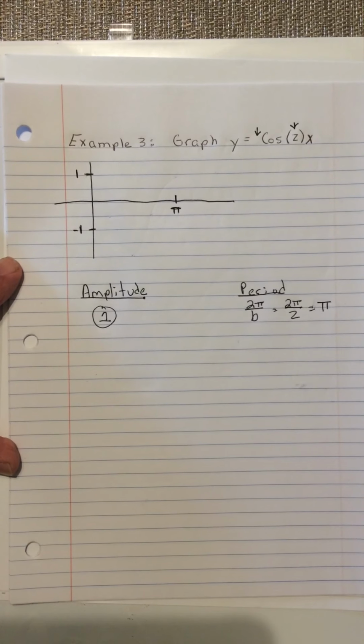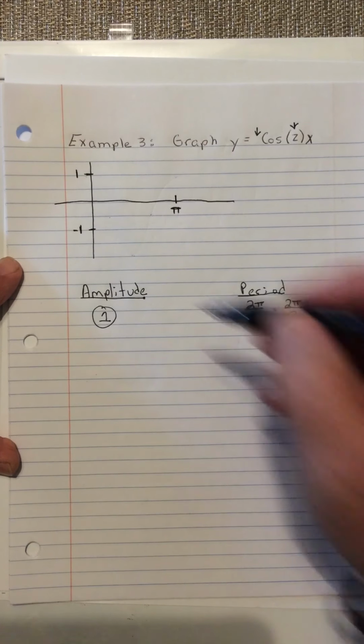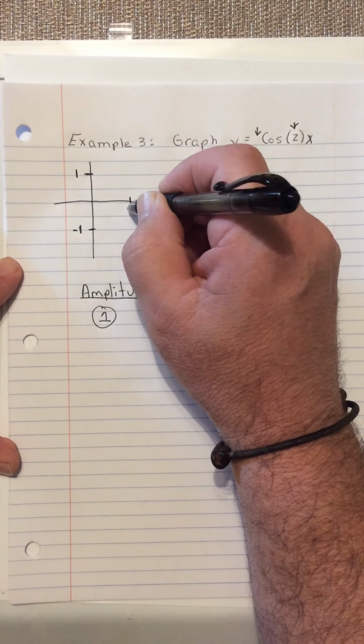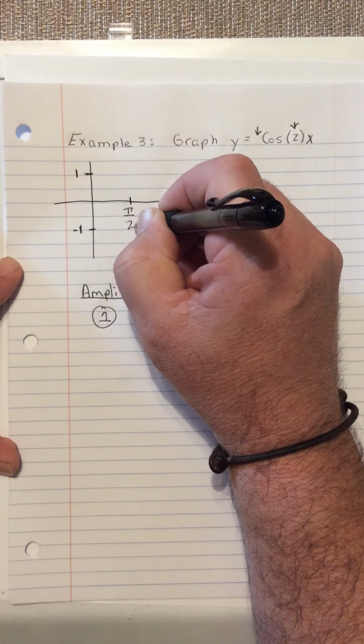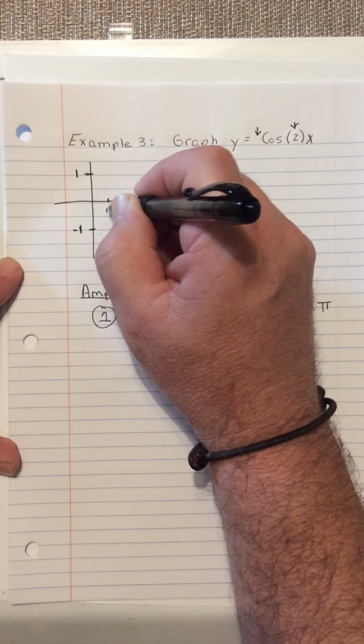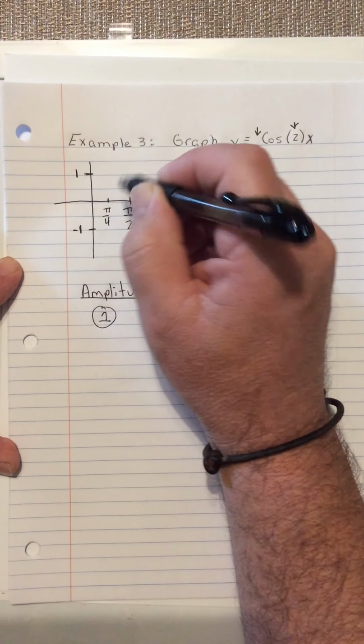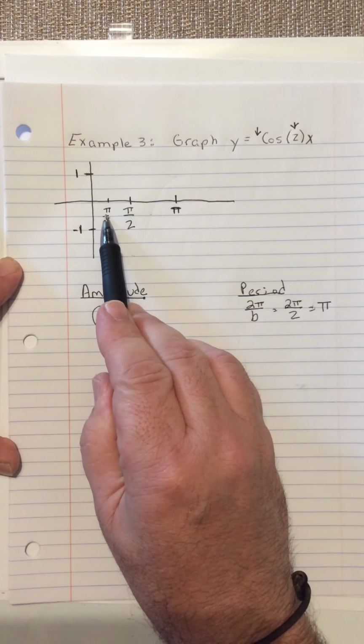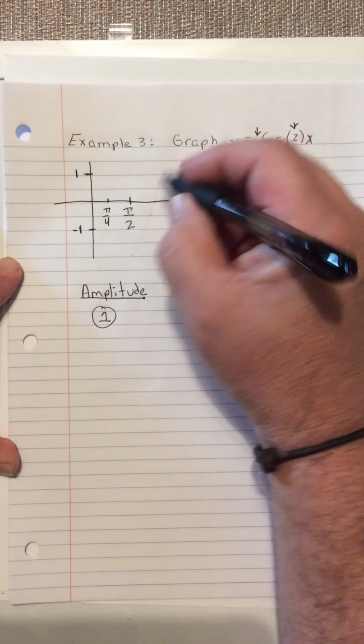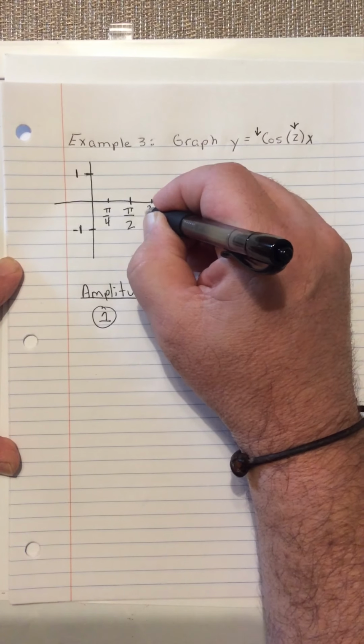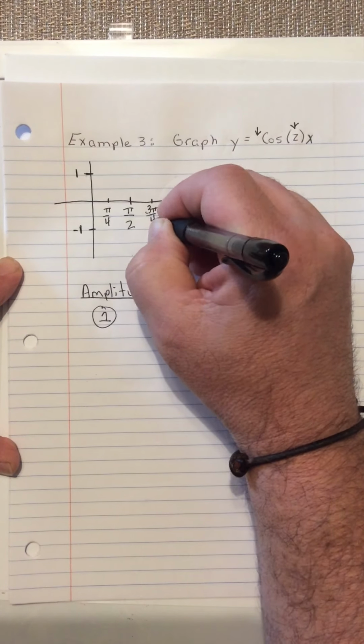Remember, we got to divide the period into fourths. So I'm going to cut it in half. So I'll divide it by 2. If I divide by 2 again, that's going to be pi over 4. So let's just count. That's 1 pi over 4, 2 pi over 4, so 3 pi over 4.